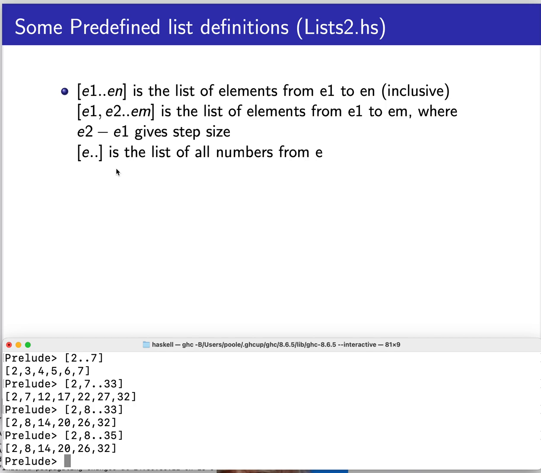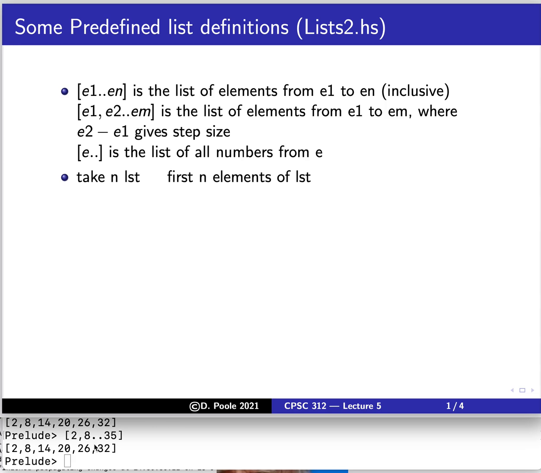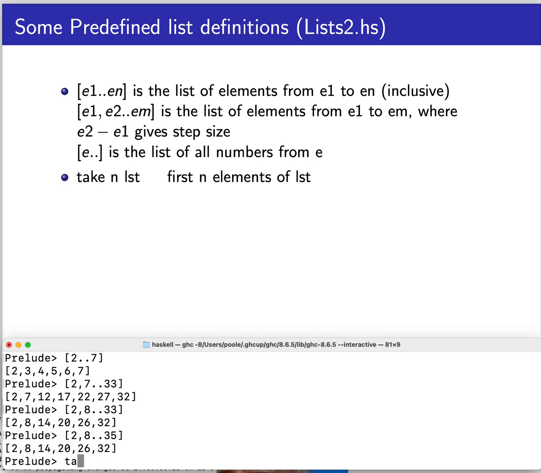Okay. [E..] is a list of all numbers from E. Turns out the infinite list of numbers is actually very useful. One of the reasons it's useful is we can do something called take, which just takes the first elements of the list. So I can just take 5 from [2,7..], which is the infinite list of things. I'm just taking the first 5 elements of it. So although this becomes an infinite list, it just takes the first 5 elements off. It never actually computes the rest of the list.